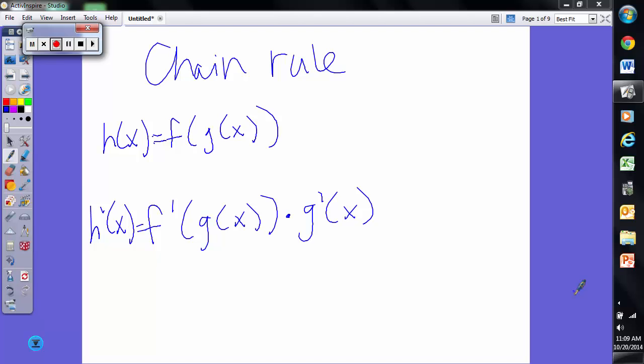What I meant by that was, feel free to Google chain rule and see if someone on YouTube explains it in a way you prefer. And we will practice it a lot in class.